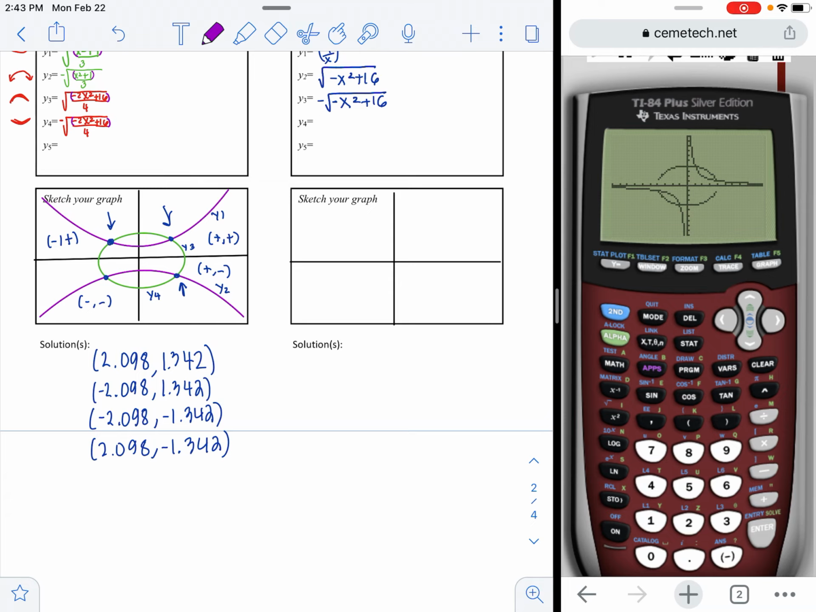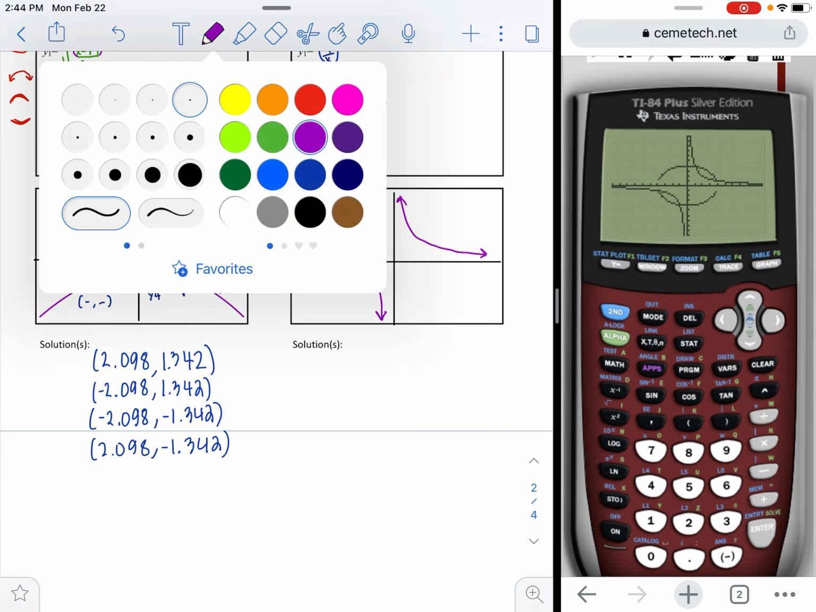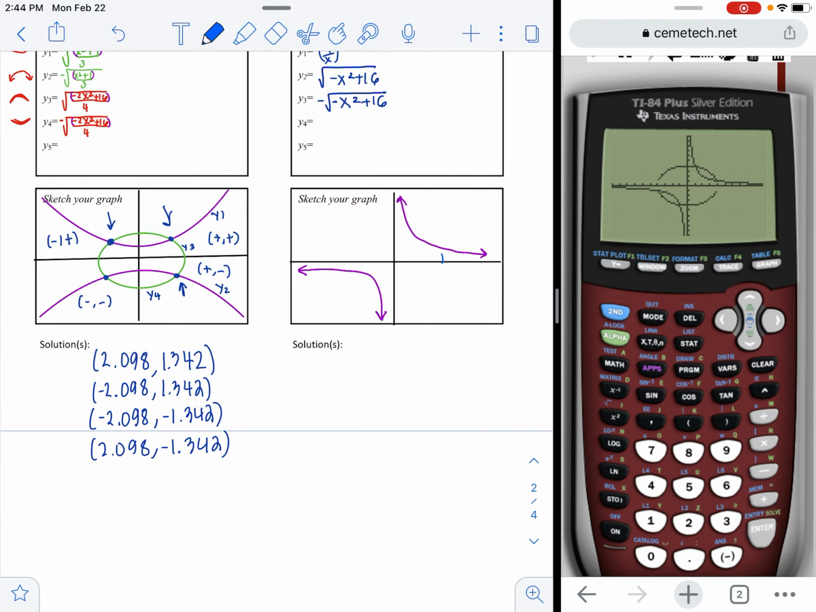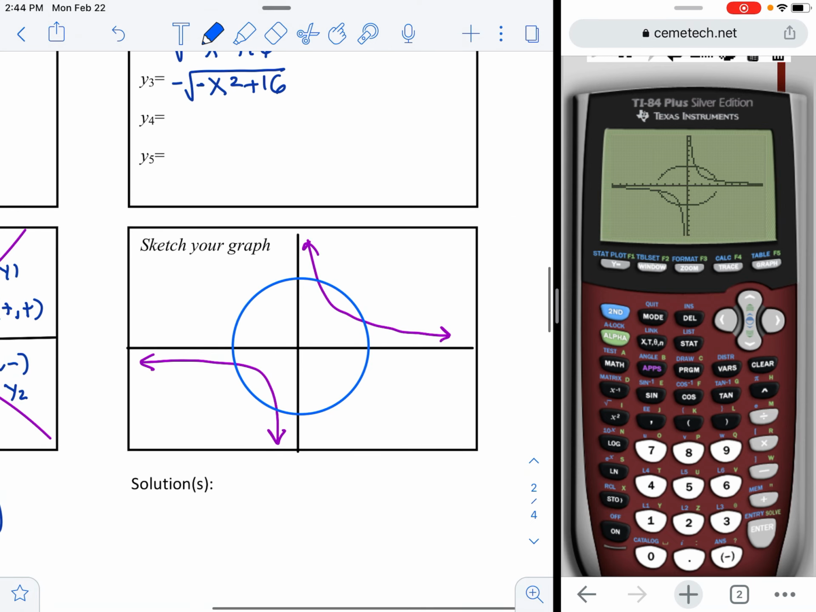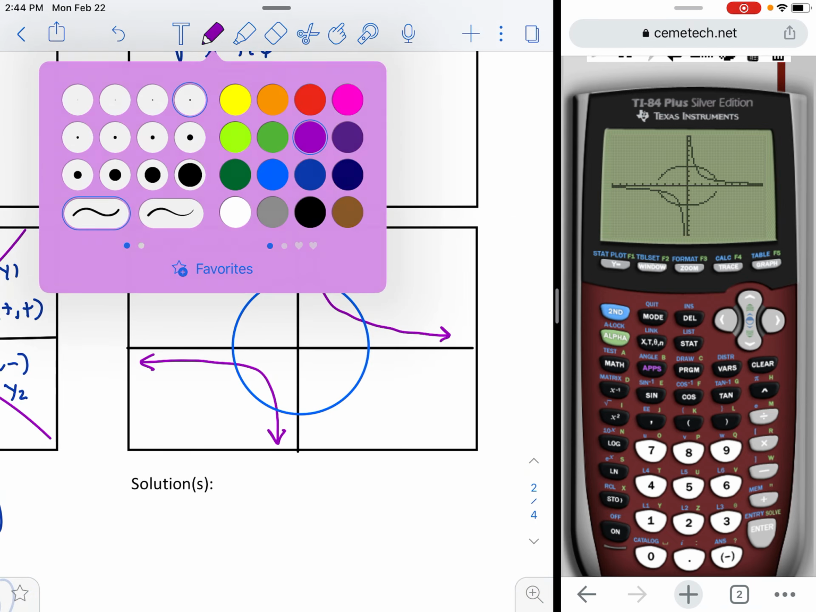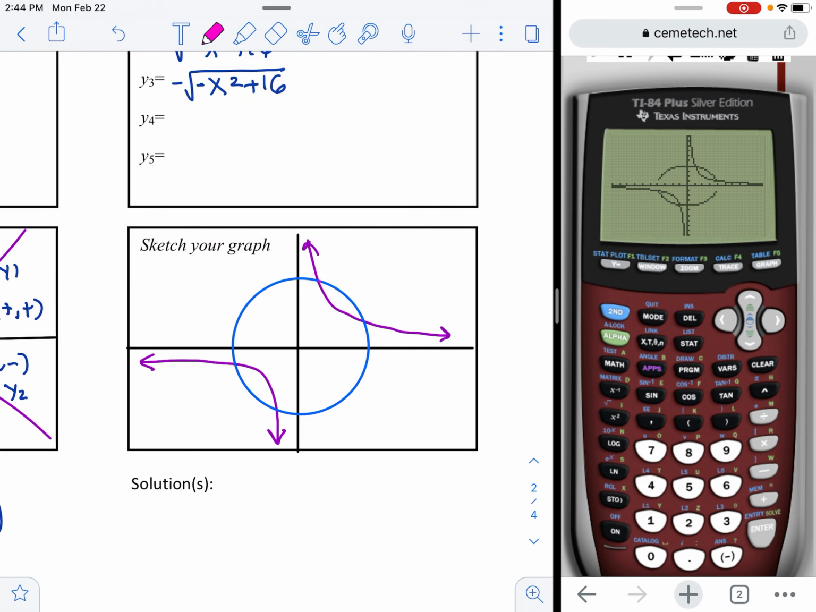Here's my axes, which didn't show up nice. Let's do that again. There's my two axes, okay. So you have the rational function that has a vertical asymptote at x equals 0 and a horizontal asymptote at y equals 0. So you have these two branches, like so. That's not pretty, but it's okay. And then we have a circle. It looks kind of like an ellipse, but that's because of the stretch of the screen. Oh, look, I even wanted it to be a circle.